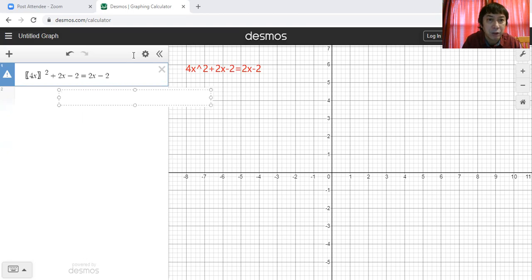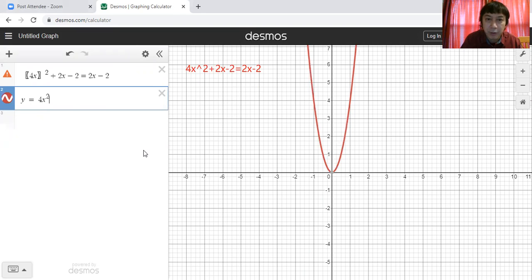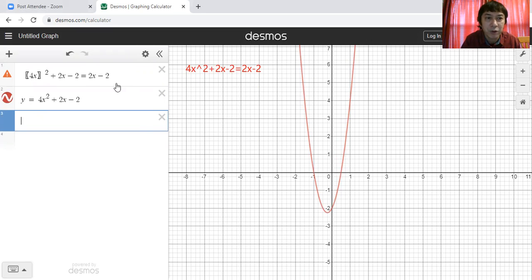Proceed to the left side of the screen, create a new field. Y is equal, you're going to use now the left side of this. So you can type 4x squared plus 2x minus 2. That's it. And we have the graph of a parabola. Next, proceed to another field. This time we're going to type in the right side of the equation, y is equal 2x minus 2.